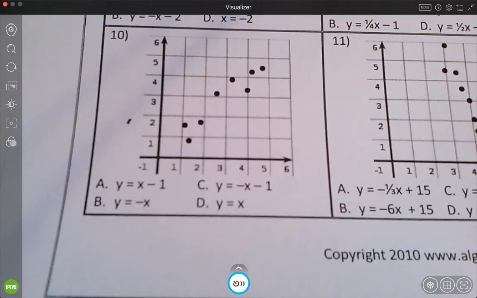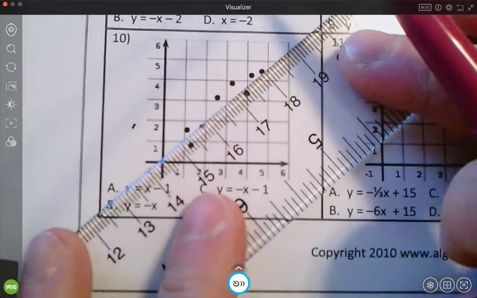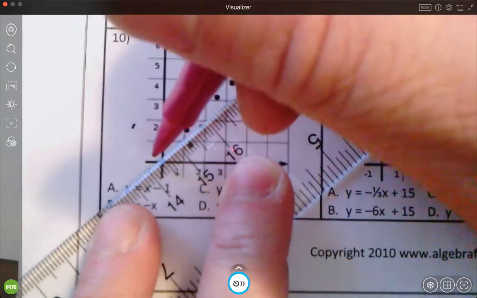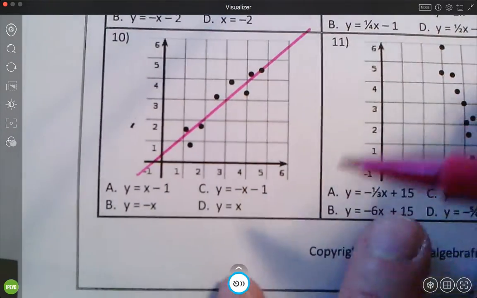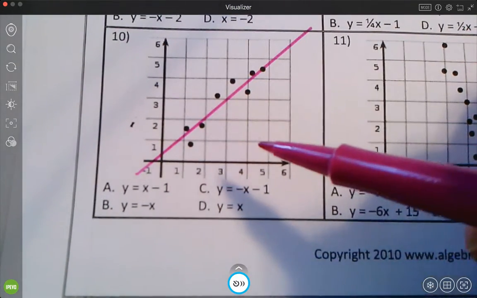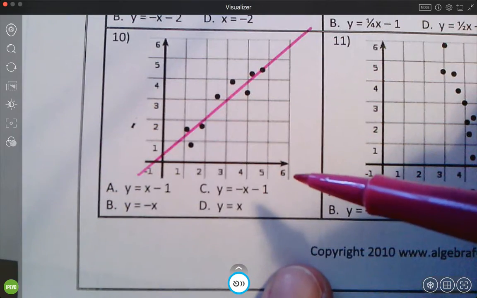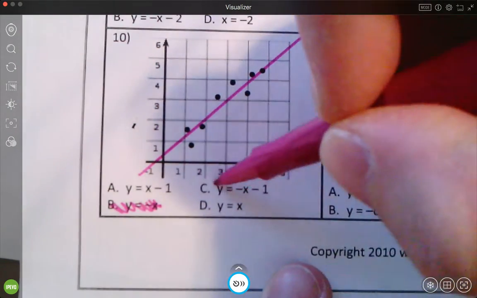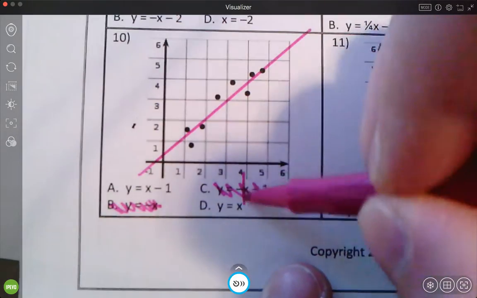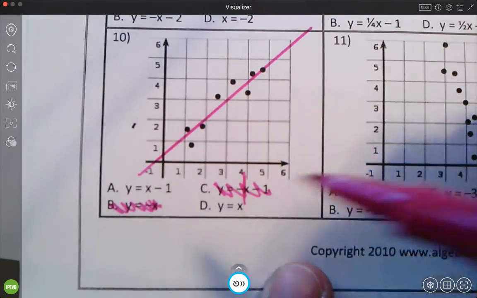Let's do number 10. So line of best fit here. Okay, I'm kind of guessing like this. Okay, so let's see here. Positive or negative slope? Positive. So let's look at the slopes that are negative and get rid of those. That's a negative one. That's a negative one. Because remember, there's that assumed one there. So now we only have two choices left, here and here.